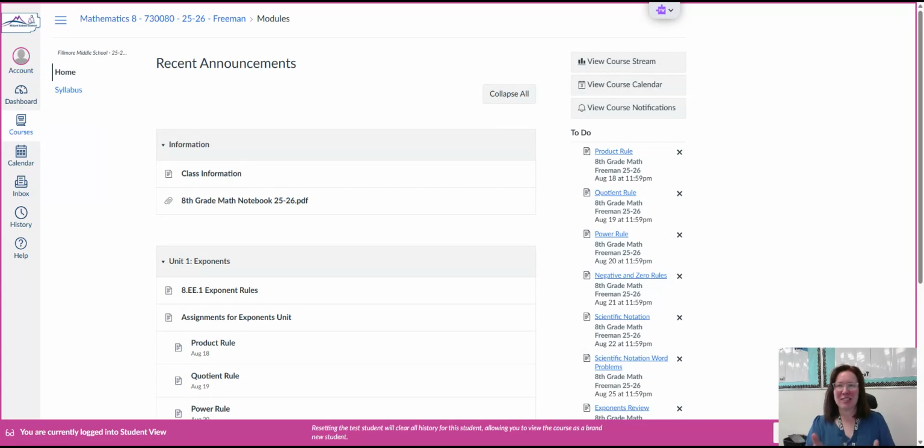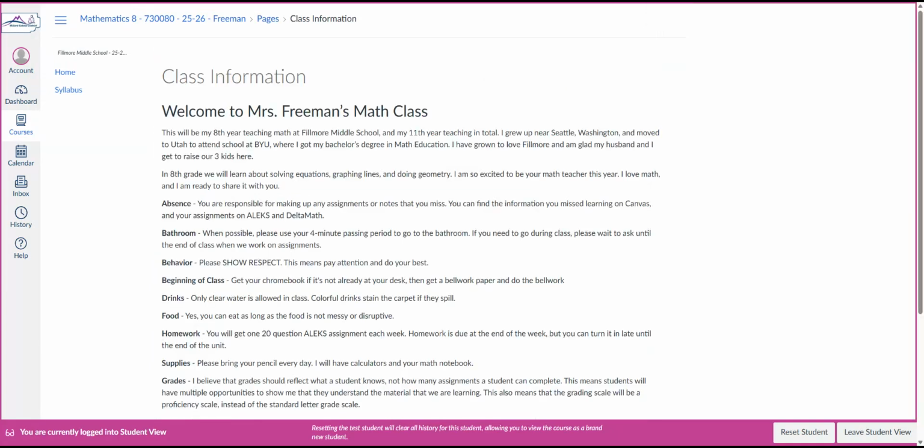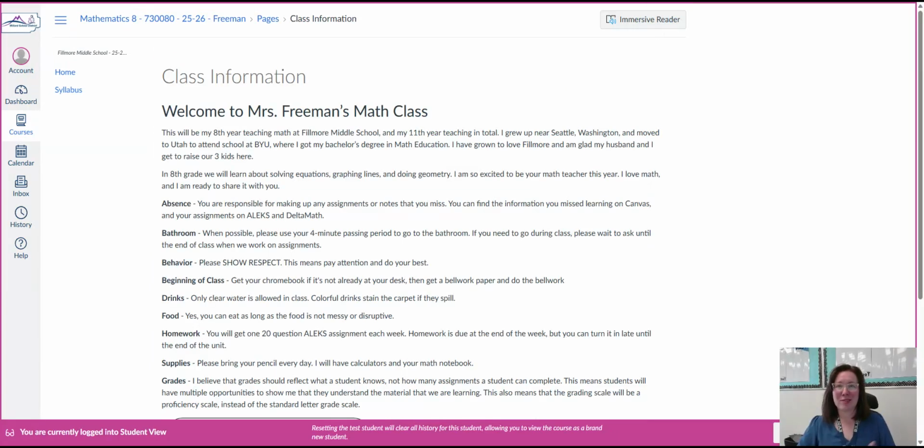So when you sign into Canvas and come to your math page, it's going to look something like this. Some information and then the beginning of the units. I'll just briefly show you the class information. This is going to tell you what to do if you're absent, which I'm about to show you.